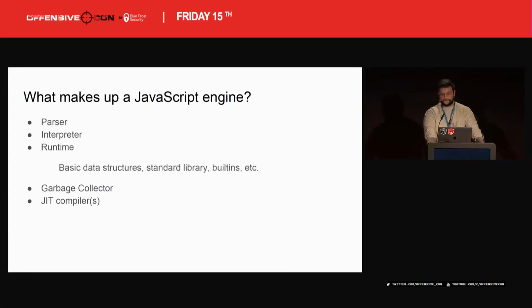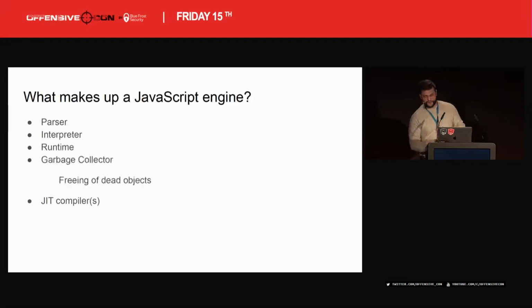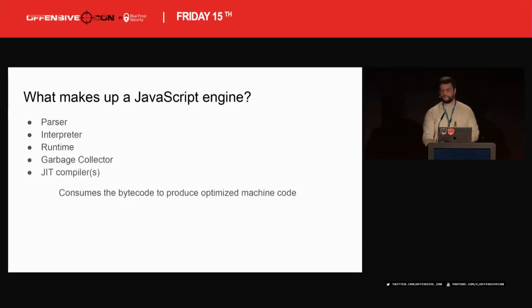To do that, it relies on what we call the runtime, which basically provides all the basic data structures, standard libraries, and built-in functions. Of course, you have a garbage collector, because you don't have to deal with memory management in JavaScript, and you have one or many JavaScript compilers. More on that later, as this is the subject of this talk. But basically what they do is they take the bytecode and magically produce optimized machine code, and we'll try to demystify that.